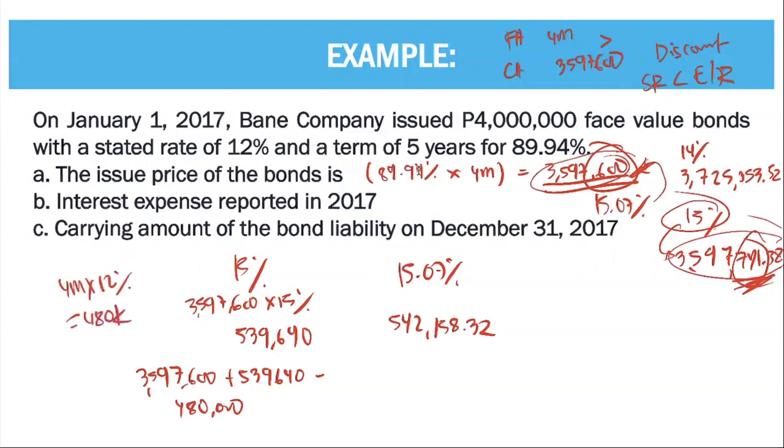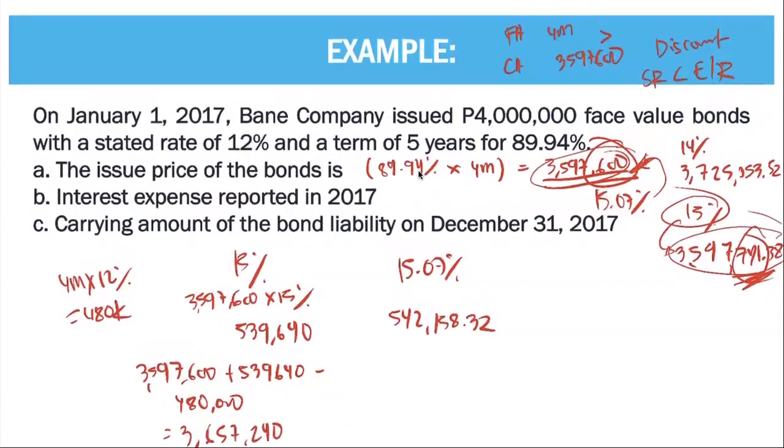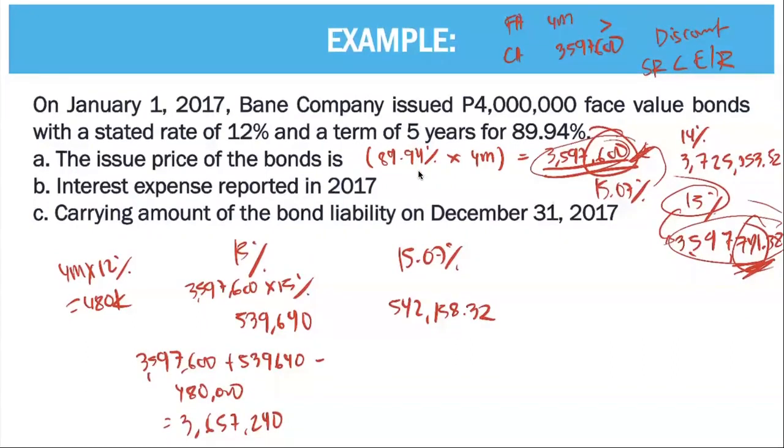So let's answer: 3,597,600, we have here 3,657,240. Next, for our 15.07%, in case you use 15.07%, we have 542,158.32. So 3,597,600 plus 542,158.32 less 480,000, or 3,597,600 times 1.1507 less 480,000.